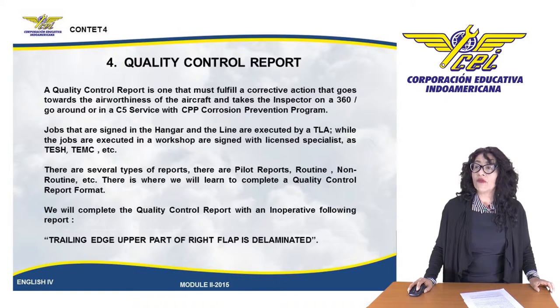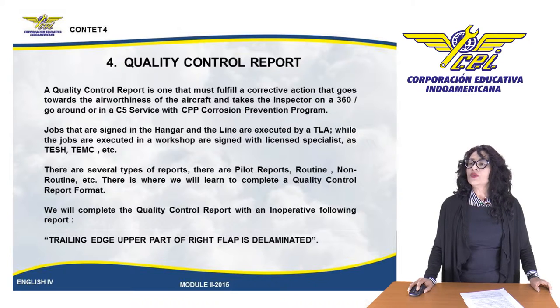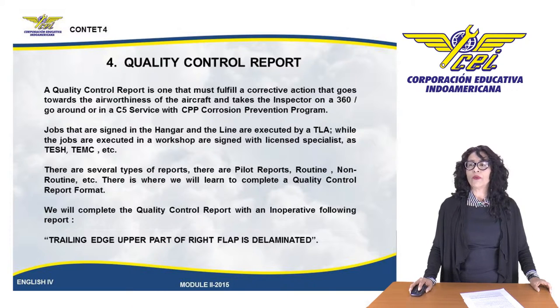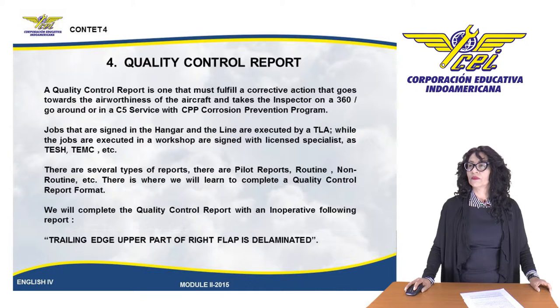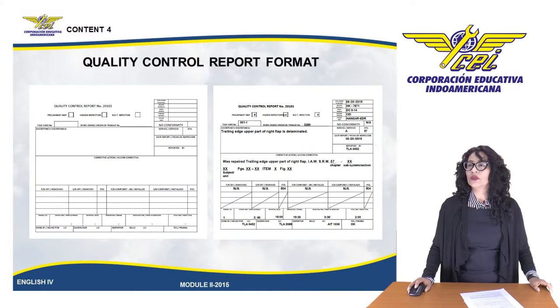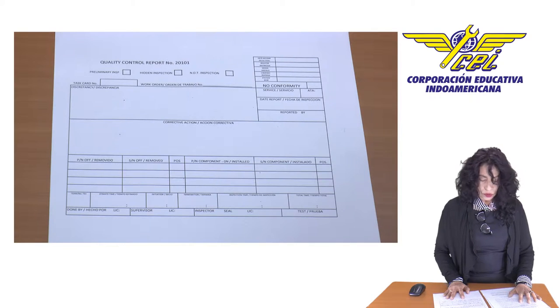There are several types of reports. There are pilot reports, routine, non-routine, etc. This is where we learn to complete the quality control report format. We will complete the quality control report with an inoperative report. Our report today is: trailing edge, upper part of right flap is delaminated. In this space, we need to fill out the quality control report format. Now the explanation of how the quality control report must be filled out.